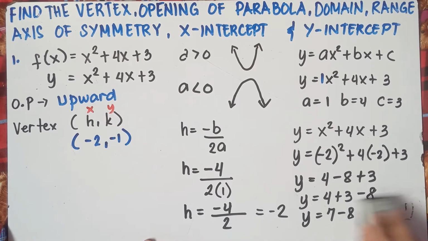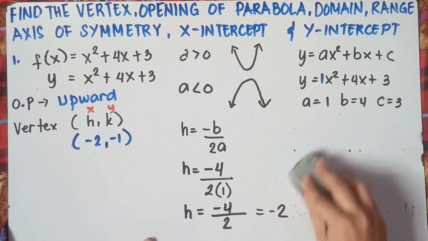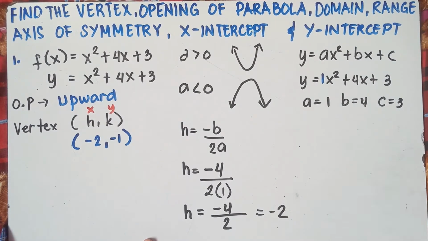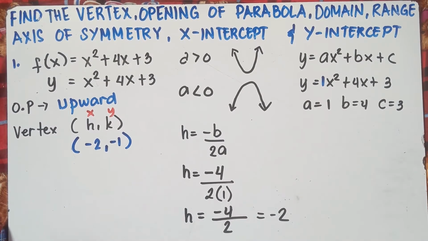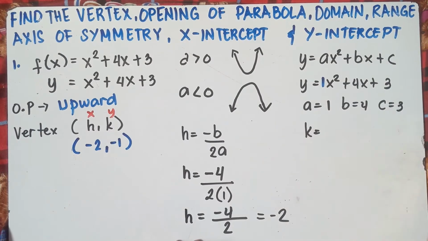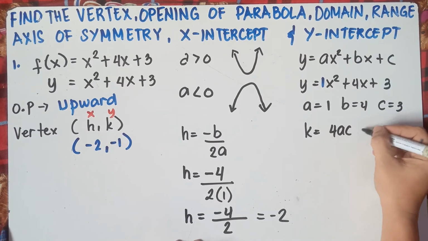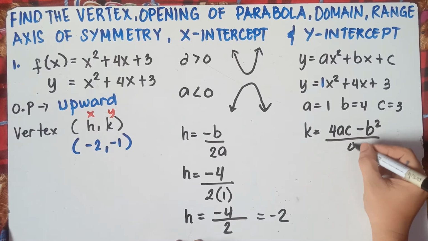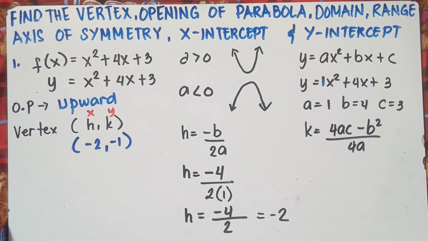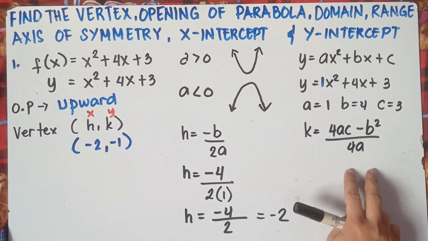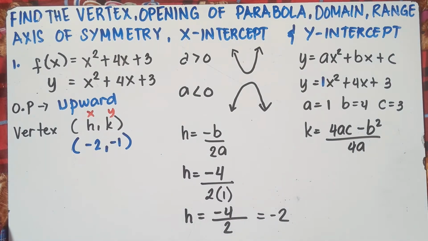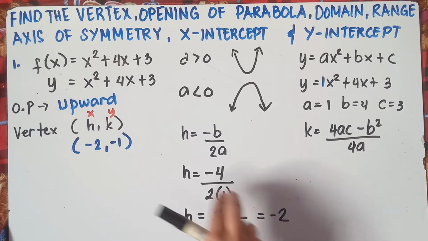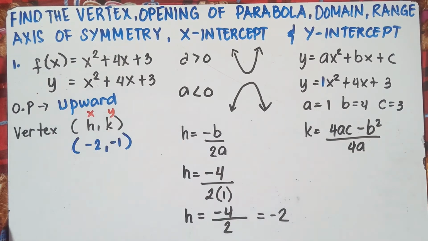The second solution, class, is you can use this formula to find k. Let's check if we have the same answer for k. The formula for k is 4ac minus b squared, all over 4a. It depends on you which you prefer. If I were the one answering this, I would just get h and then substitute this value into the y function. But if you're confused with that, go ahead, class, and just use the h and k formula.